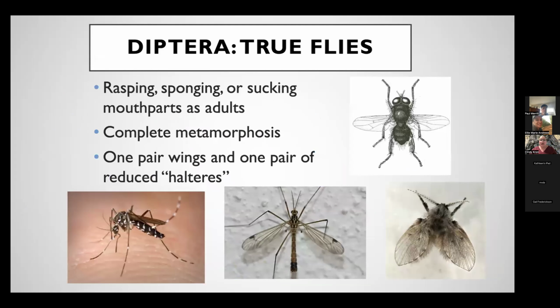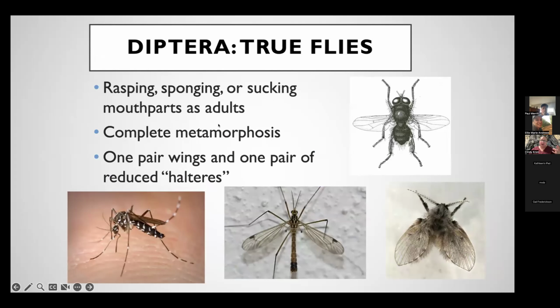So, flies can have a range of mouth parts depending on what they feed on. You have rasping, sponging, sucking mouth parts as adults. So, like, a mosquito would have sucking mouth parts. It puts its mouth part into the human and then sucks out blood. They go through a complete metamorphosis.